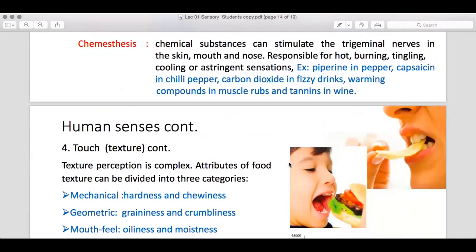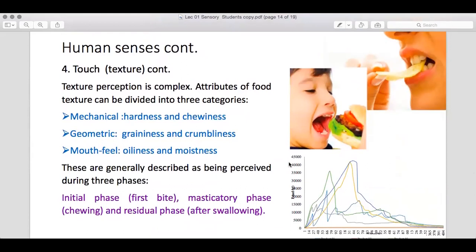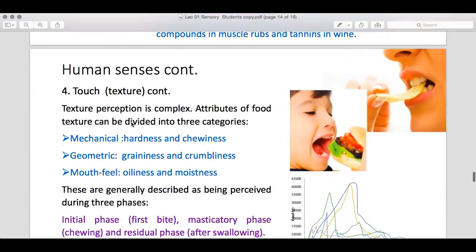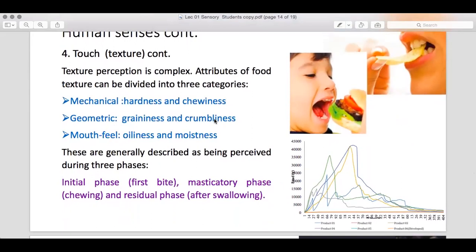I will show you my last year question paper. So always you all have to provide new answers. I will show you the picture later. Right? Then the texture again. Texture perception is complex. So you know that is a complex one.